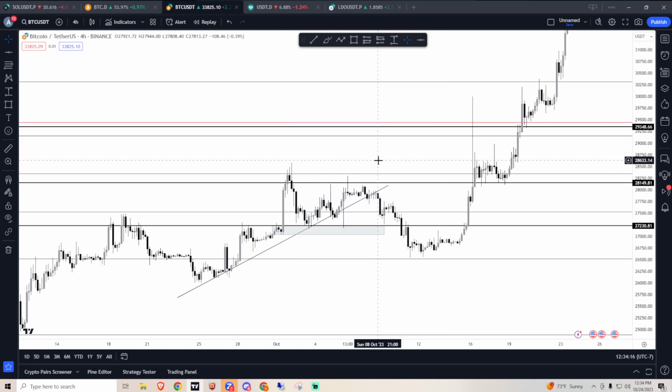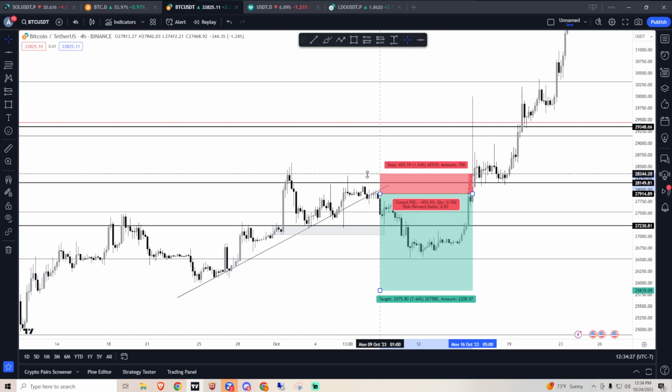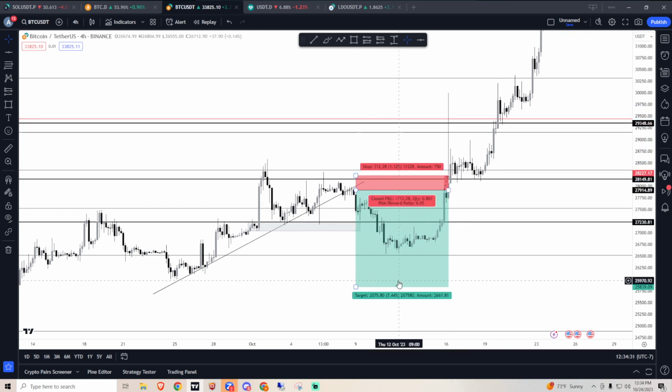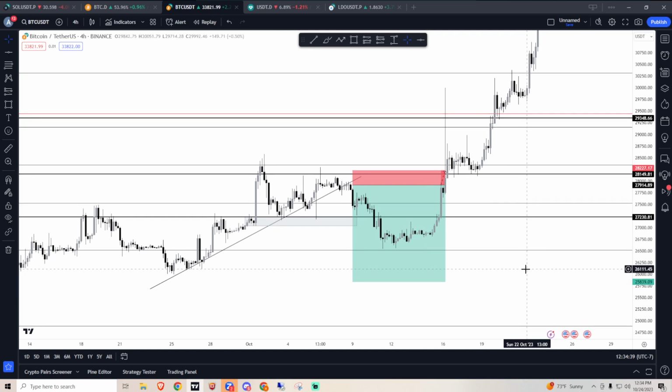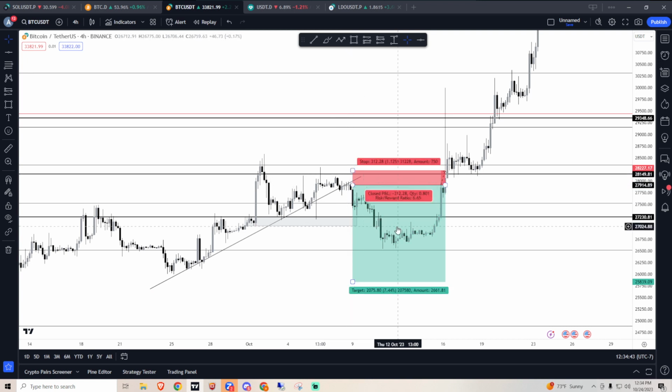Now we continued higher. We broke down. We retested. We closed down below. That was a confirmation for a short. Stop loss probably somewhere above here, right? Very tight, and then you got the move down. So there's the breakdown, there's the retest. We closed below and then it died.